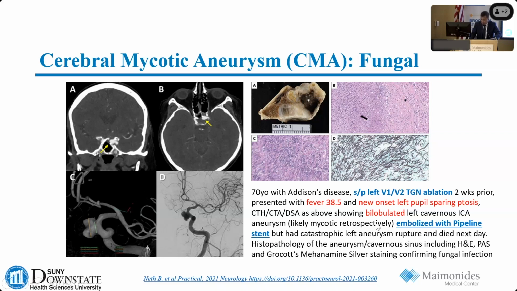Histopathology study reviewed the ICA aneurysm and also the cavernous sinus, including H&E staining and special staining for fungal debris, and actually confirmed fungal infection. So this could be a potentially iatrogenically introduced infection with secondary aneurysm formation.